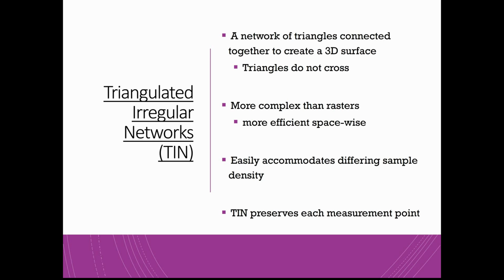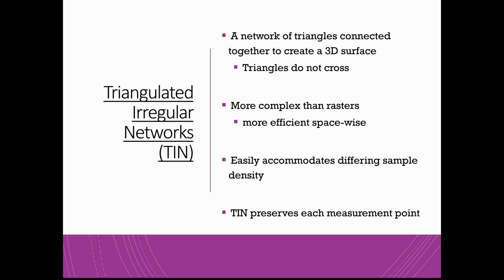So let's start talking about TINs. A triangulated irregular network, most commonly referred to as a TIN, is a network of triangles connected together to create a three-dimensional surface, where the triangles in the network are not crossing. Triangulated irregular networks are more complex than rasters. However, they are more efficient space-wise.